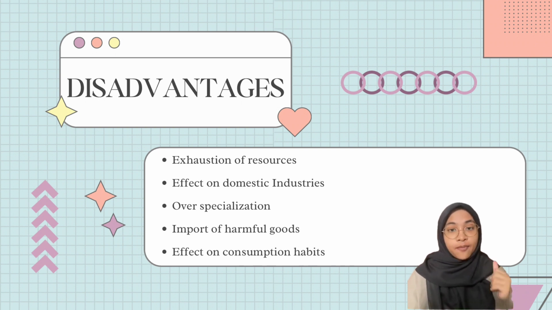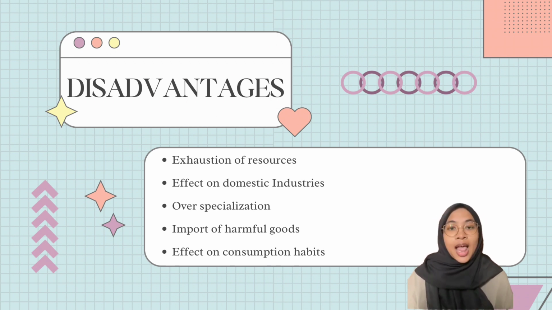The second one is effect on domestic industry. If no restrictions are placed on foreign trade, it may ruin the domestic industry and cause widespread stress among the people. The next one is effect on consumption habits. Sometimes it so happens that traders, in order to make profit, import commodities which are very harmful and injurious to the people. For instance, if opium and wine are imported, it will adversely affect the health and morals of the people.